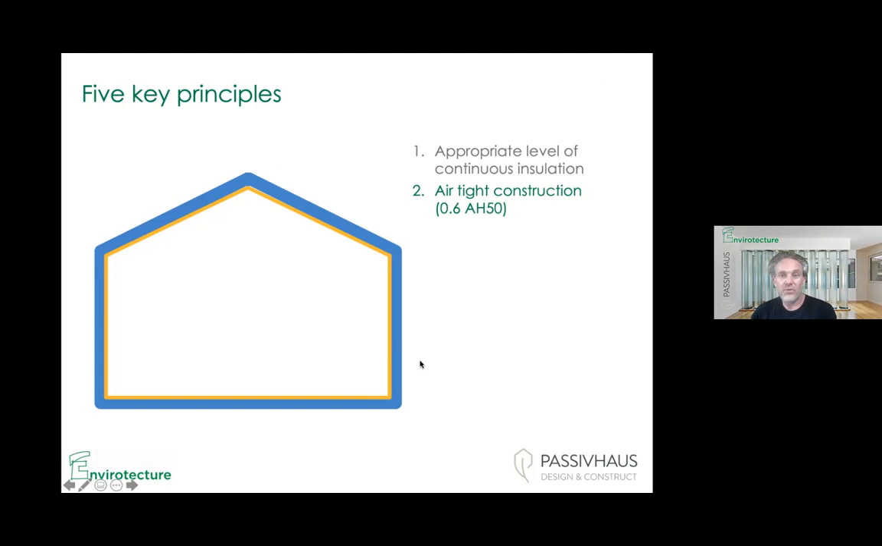So the third principle is around minimizing thermal bridges. A thermal bridge is anything that conducts heat from inside to outside. So in winter, that's generally sucking heat out of the building, which you can also think of as pulling cold into the building. And in summer, it's the reverse.